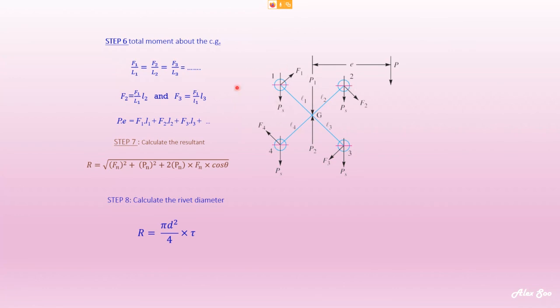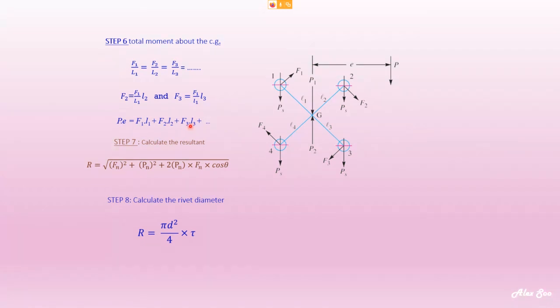So now, based on this diagram here, the P times the E will give you a turning about the CG here. So this turning here is actually equal to the sum of all these secondary shear forces times length. So this P times E can be equal to the sum of F1 times L1 plus F2 times L2 plus F3 times L3 plus F4 times L4. So you've got this equation here.